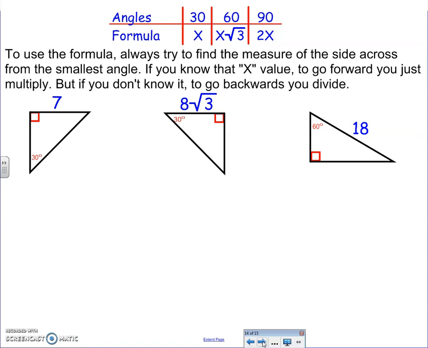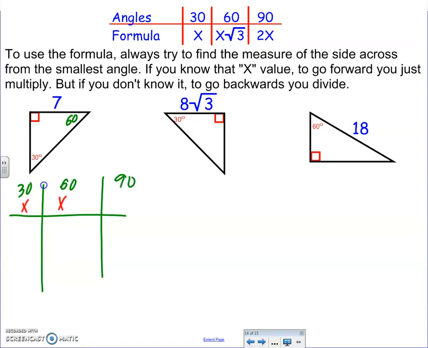So for the first triangle, we have a 30, 60, 90. I'm going to roll the chart, 30, 60, 90. I'll put the formula in here. That's x times square root 3. That's 2 times x. The 7 is across the 30, so that's our x. To go from 30 to 60, it's going to be x times the square root 3. Then to go from 30 to 90, I just do 2 times x. 2 times 7 is 14. So we found that this is going to be 14, and this is going to be 7 root 3.